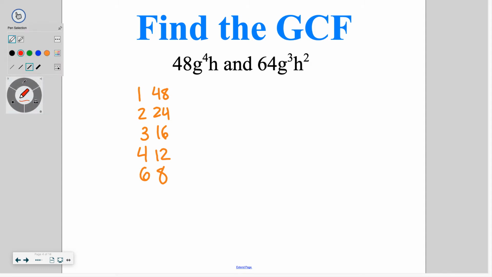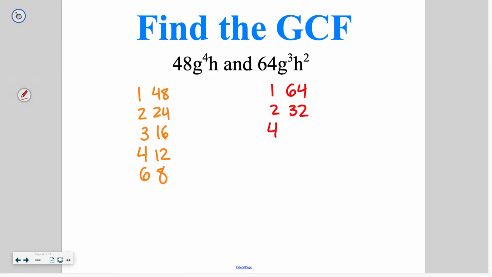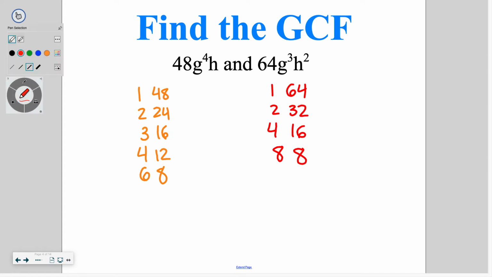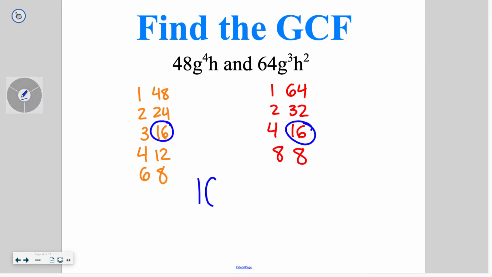Over on the other side, we've got 64. So that's 1 and 64, 2 and 32, 4 and 16, and 8 and 8. So those are all of the possible GCFs that we could have. Now looking at your two-factor list, you want to pick out the biggest number that shows up on both lists. In this case, the biggest number that shows up on both lists is going to be 16. So the number part of my GCF is going to be 16.